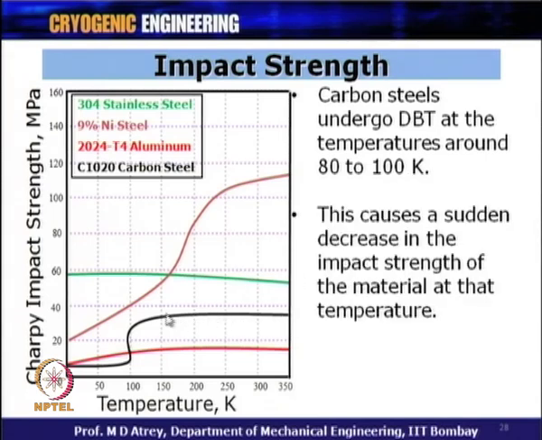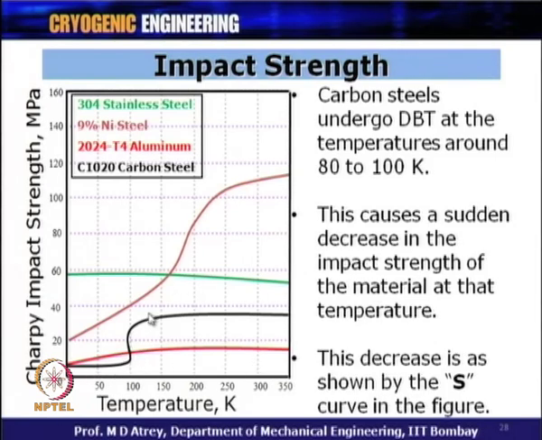This causes a sudden decrease in the impact strength of the material. As I just said, this is having high impact strength over here, while the impact strength drastically came down at this point. Similarly, for 9% nickel, the impact strength was very high here, and it suddenly comes down at lower temperature. While what you can see from here is that the impact strength of stainless steel remains unchanged at lower temperature. This DBT variation, the way it looks, is sometimes called S transformation or S curve. So, this decrease is as shown in this S curve. Many literatures also refer to this as S transformation or S curve existence for this particular material. So, this S transformation happens at 80 to 100 Kelvin in this particular material.